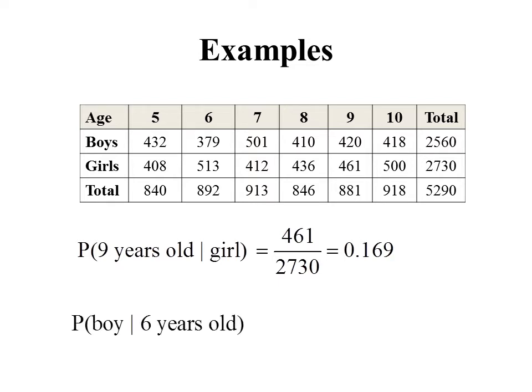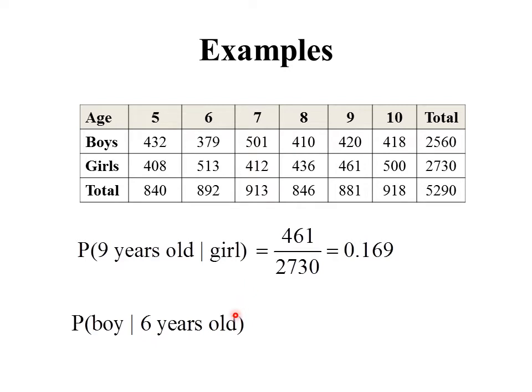Now let's look at another conditional probability. Let's suppose that we select a child who is 6 years old and we want to know the probability that the child is a boy. You may ask yourselves, how would we know the age without knowing the gender? Well, this is just an academic example, so don't worry about that. It's the conditional probability that the child is a boy given that the child is 6 years old.